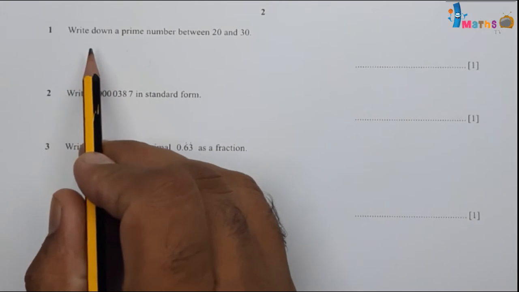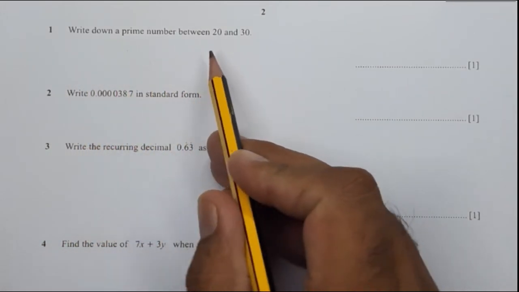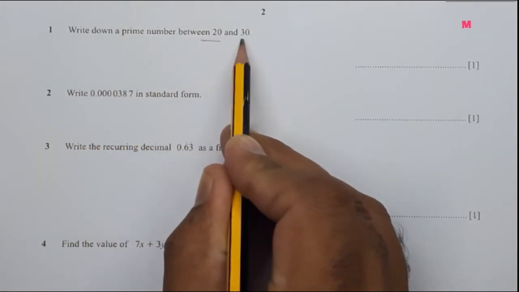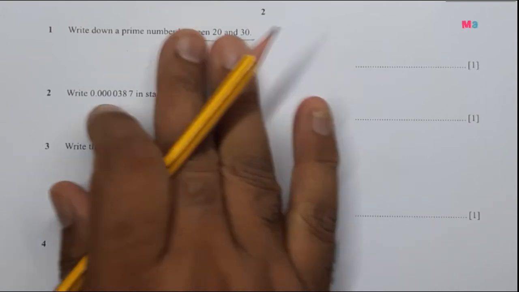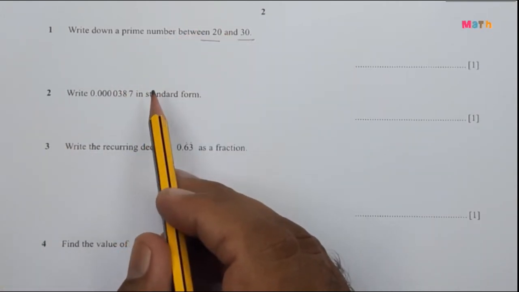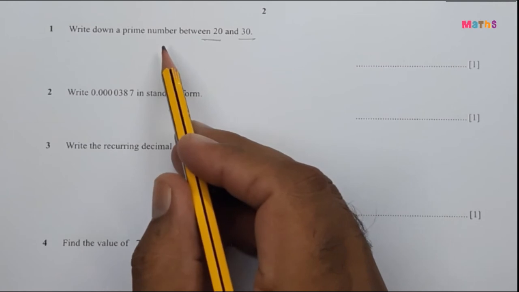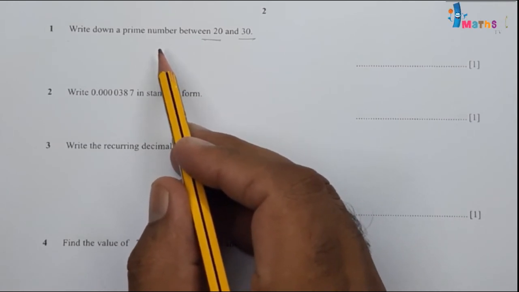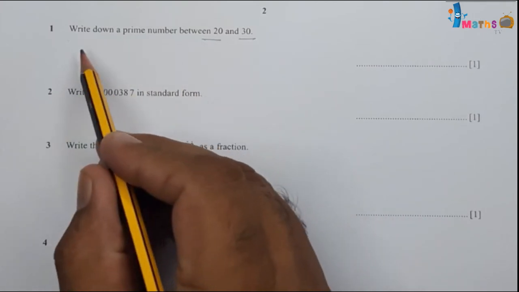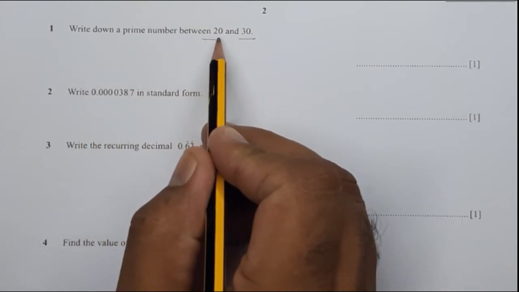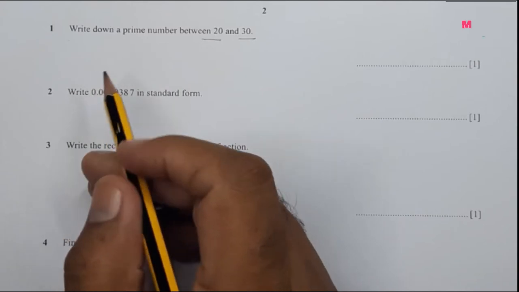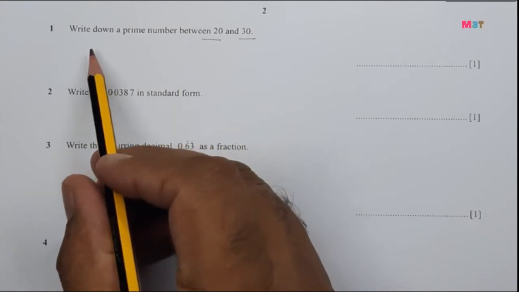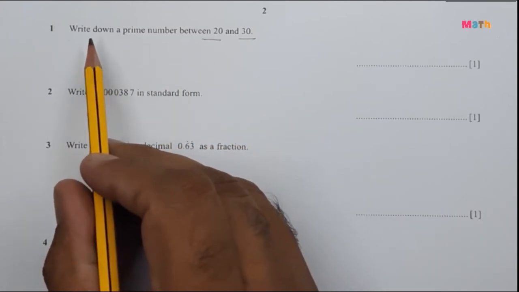Question number 1, write down a prime number between 20 and 30. We have to find a prime number between 20 and 30. Prime numbers, you know, are the numbers which are divisible by 1 and itself only. So if we consider 21, 21 will not be a prime number because 21 is divisible by 3 and 7 and 21.